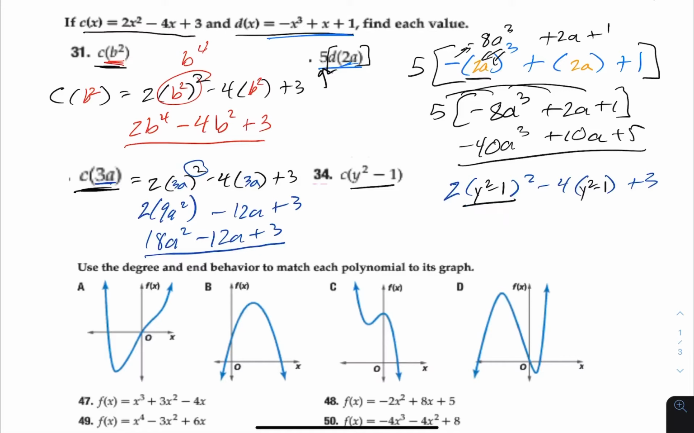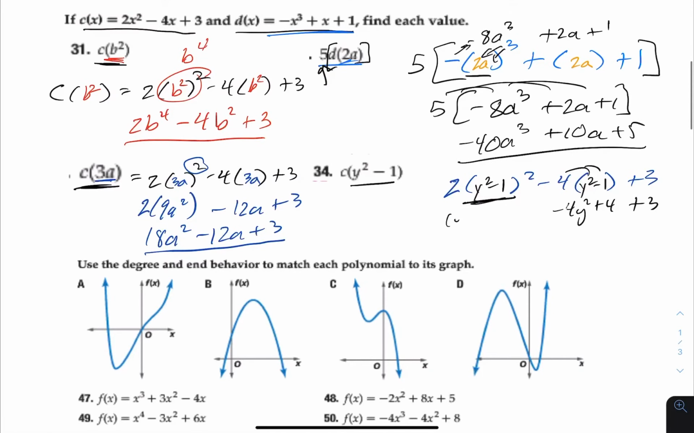So here I'm going to distribute the negative 4: 4y squared plus 4 plus 3. Y squared minus 1 is not to be squared term by term. It's a binomial. So what you have to do is multiply y squared minus 1 times y squared minus 1. Once you're done with that, multiply by 2. So if I did this, I would get y to the 4th minus 2y squared plus 1. All of it multiplied by 2.